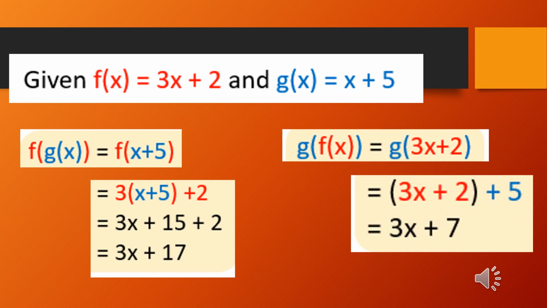In this example, our f(x) is 3x plus 2 and g(x) is x plus 5. I'll be showing you two different composite functions, f(g(x)) and g(f(x)). For f(g(x)), your g(x) is given, which is x plus 5, and you'll be substituting x plus 5 into your f function. You'll be replacing the x input in 3x with x plus 5. Later on you will be expanding that, so 3x plus 17.